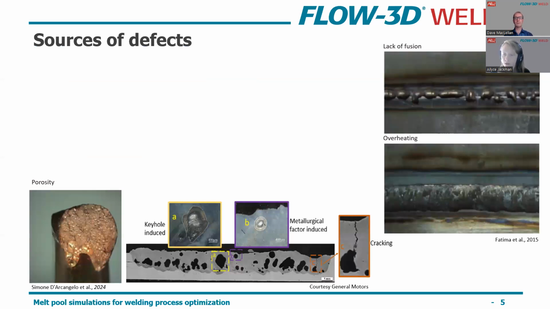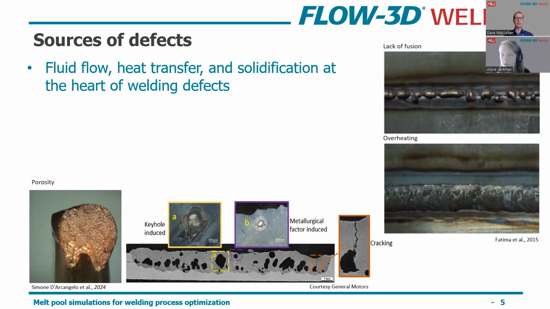So looking into any sources of defects, the commonality amongst pretty much all of the defects that we see in the joint fusion itself is related to fluid flow, heat transfer, and solidification. That's at the heart of what we see on the screen here, where, for instance, in keyhole induced porosity, like we have on the bottom left here, this is due to unstable keyhole dynamics, unstable melt pool dynamics, and then gas being trapped inside of the material.